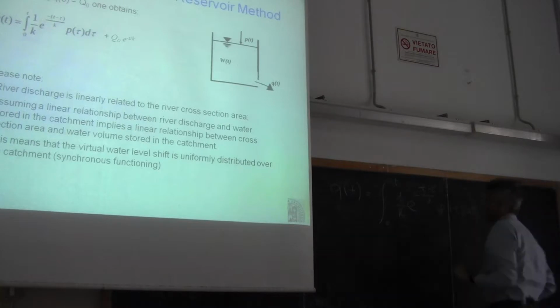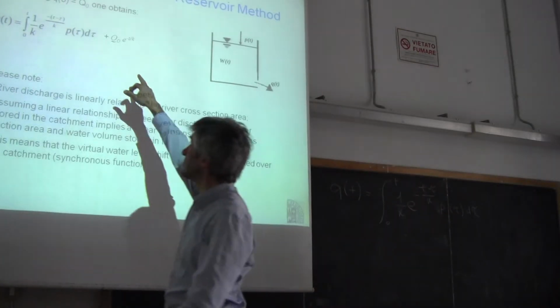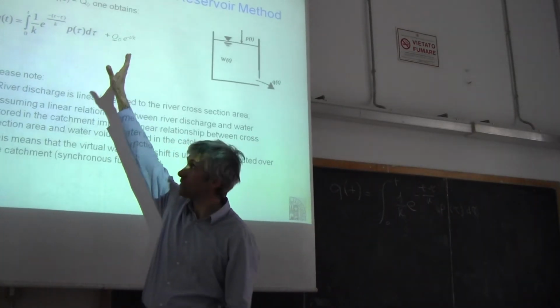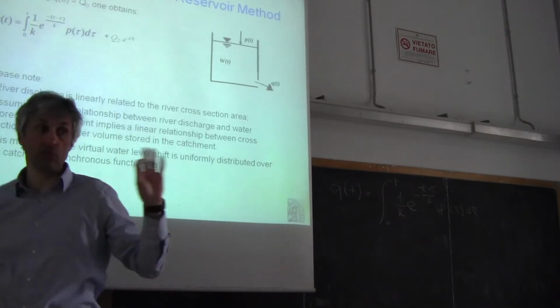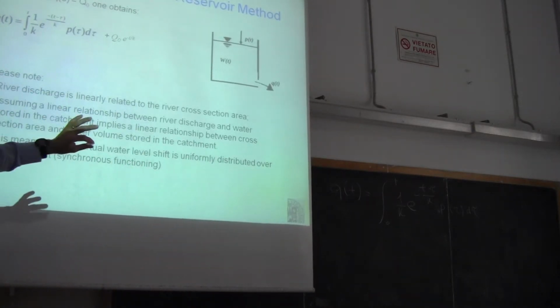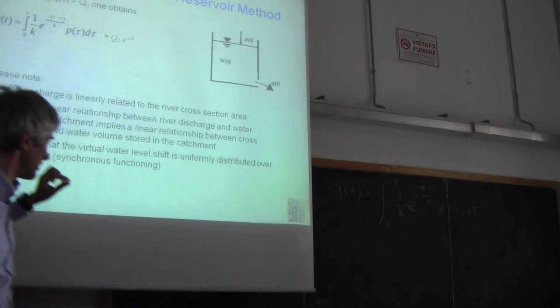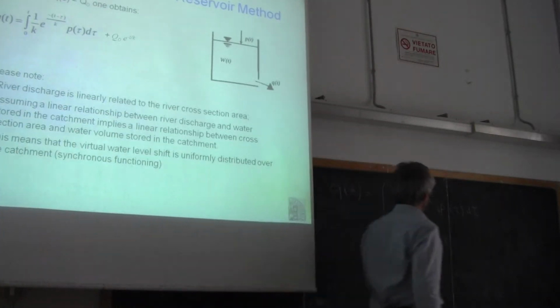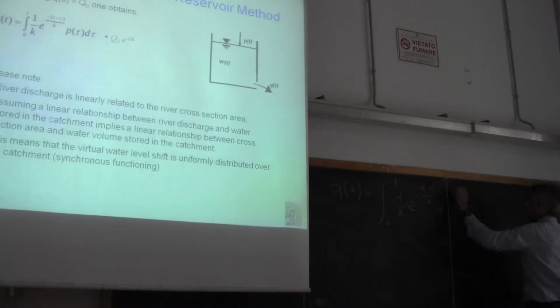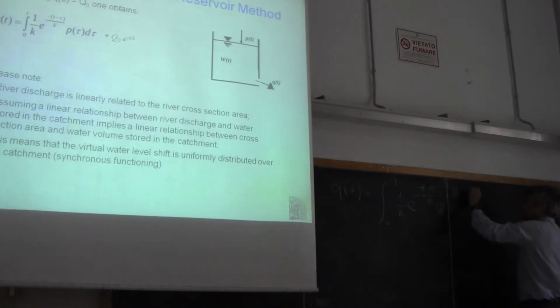Let's forget about the depletion term. Let's assume that Q0 is 0. And this is our relationship. I think the symbols are okay there. Now let's suppose that rainfall is constant. So this is constant.